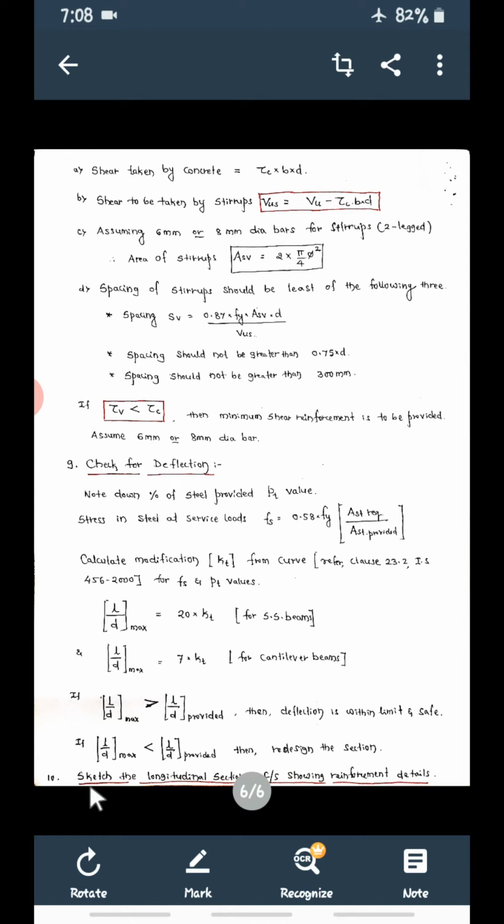I hope you have understood these steps. When you start the problems, again we will discuss in detail.